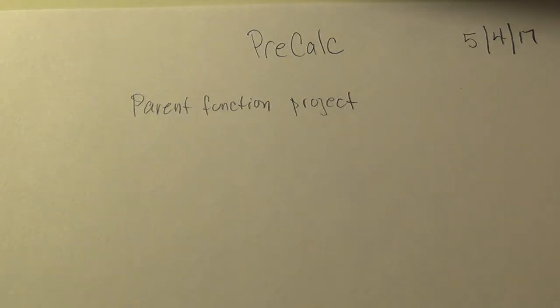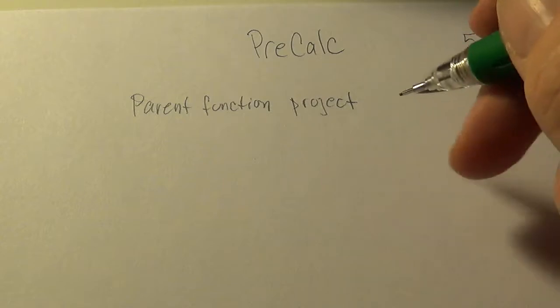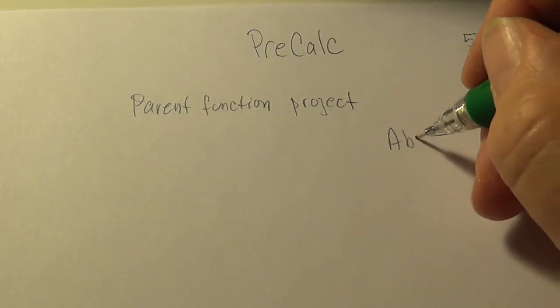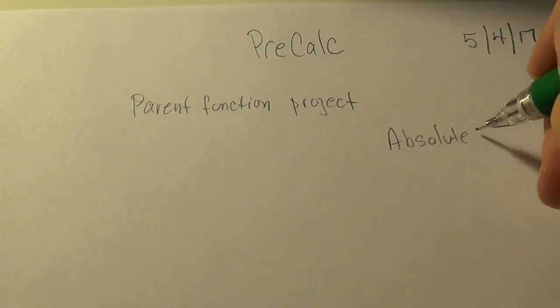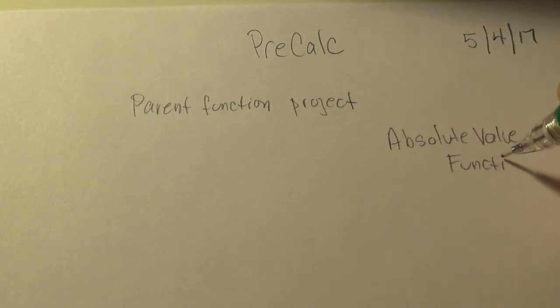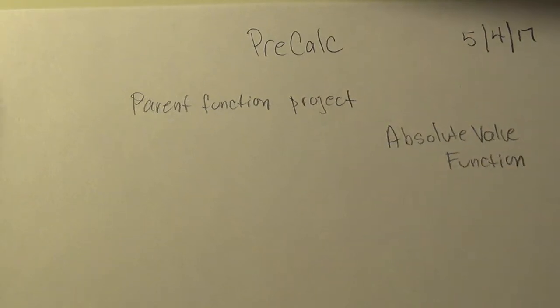Here is what is required for the parent function project. You will draw all 8 functions with their names, and you will find various aspects about each one. So I'm going to take one and do the whole thing for you, so then there'll be only 7 left for you. I'm going to do the absolute value function.